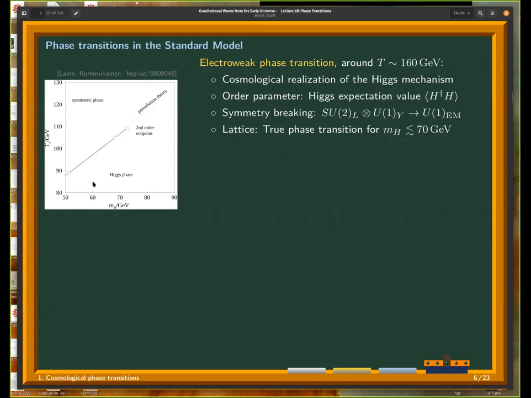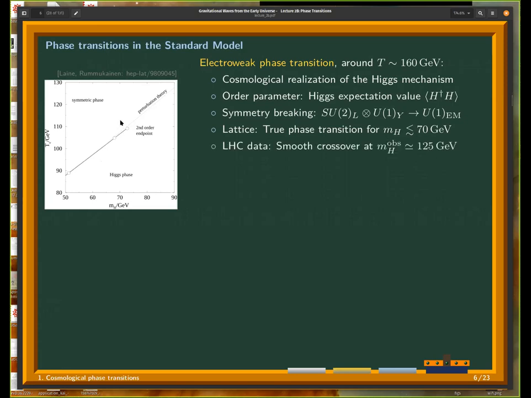So if the Higgs had a mass of 60 GeV, and the universe cooled down from 100 GeV to 80 GeV or something like this, then the electroweak phase transition in the standard model would really have been a first order phase transition. Here in between, the standard model predicts a second order phase transition.